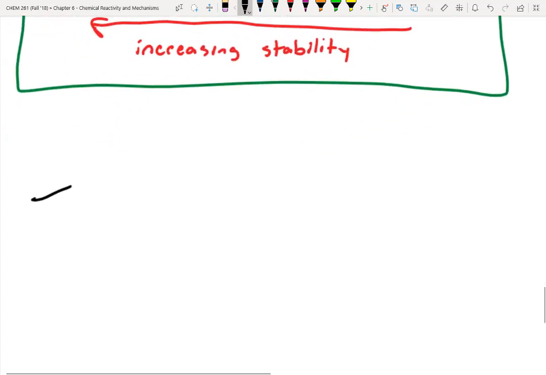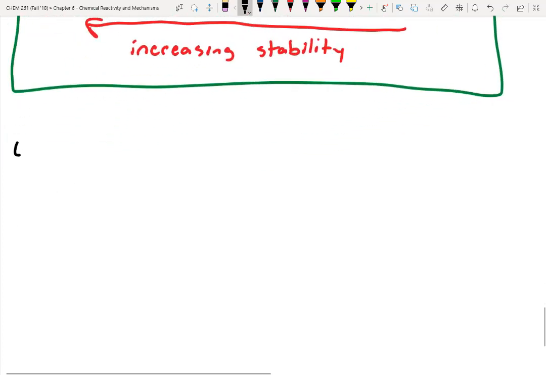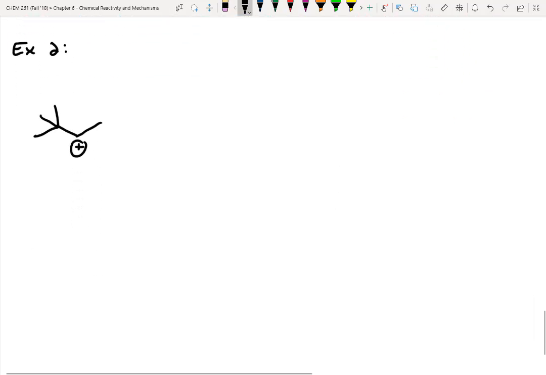Let me zoom in a bit. Let's do example 2. All right, so in this one, we've got a carbocation right there. What sort of carbocation would this be? It'd be a secondary carbocation.